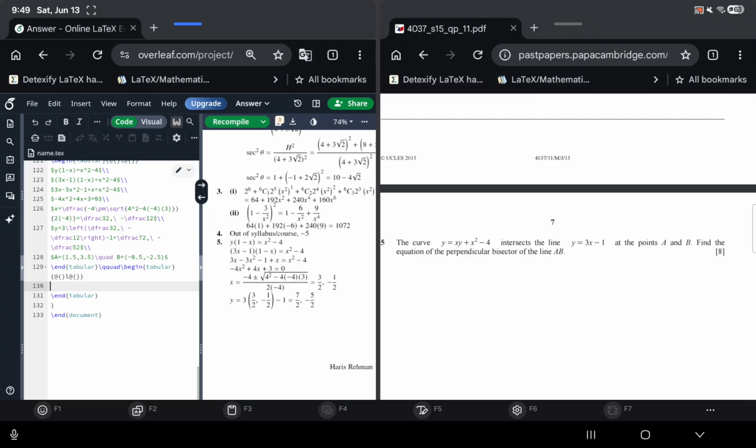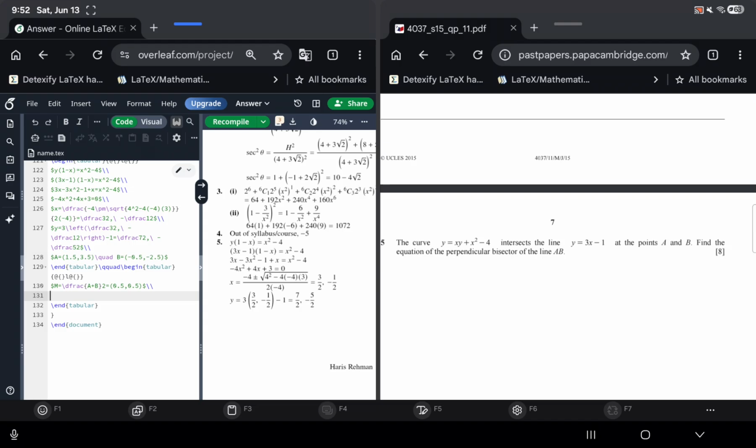Nice. Now we need to find the perpendicular bisector of this line. So we need to find the midpoint. M is equal to (a plus b) over 2. So doing this, you get 1.5 minus 0.5, you get 1 over 2, which is 0.5. Then 3.5 minus 2.5, we got 1.5. Nice. Midpoint is equal to this.